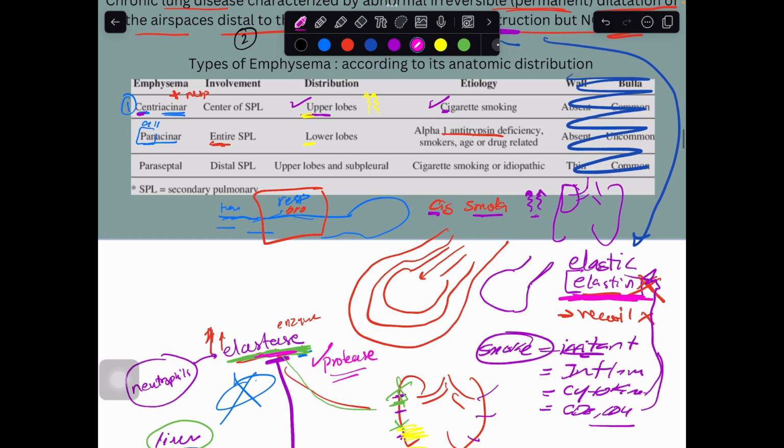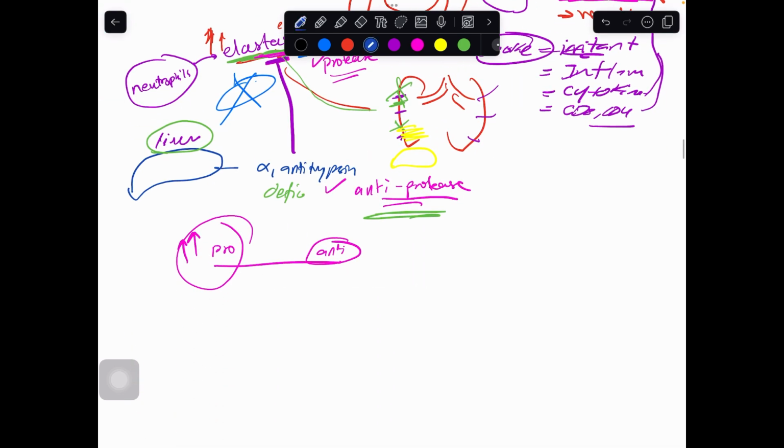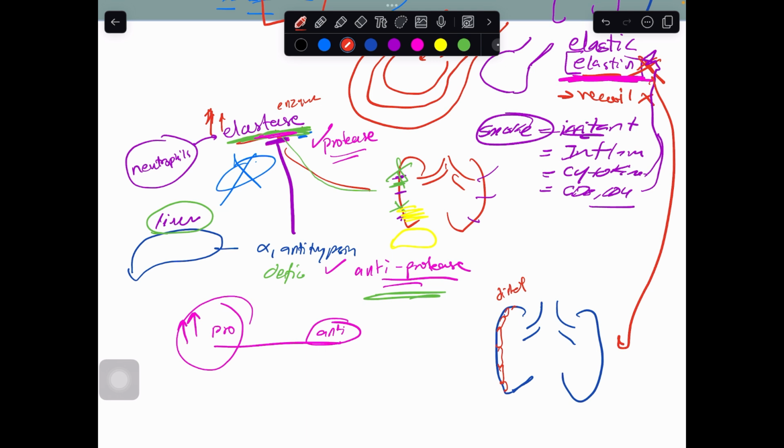In paraseptal, para means around. And what is mostly affected are the alveoli or the acinus that is around the pleura of the lungs, which are the closest to it. So the acinus that is the most distal is going to be affected. What is the cause of the wall destruction or damage to the elastin? Well, it is idiopathic. There is an unknown cause. There is not a specific cause. We don't know.